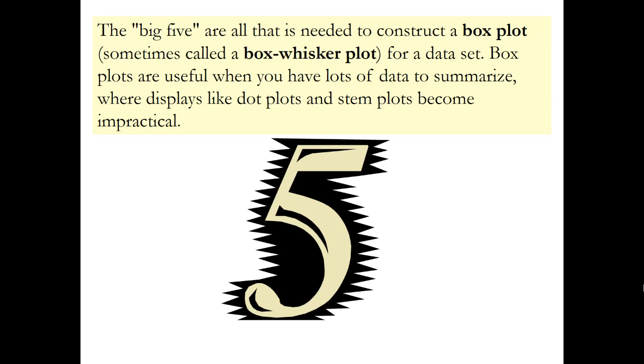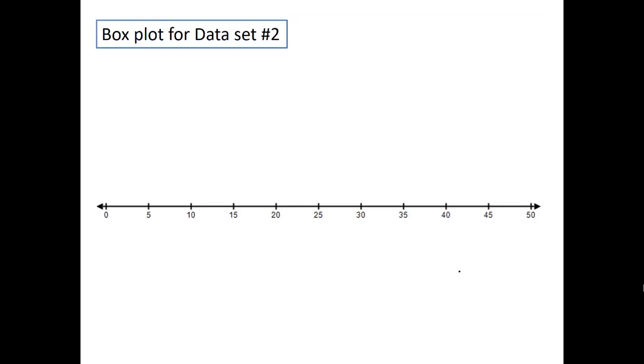Okay, we use those five, they're called the big five, to construct a box plot. It's also called a box and whisker plot, for our data set. Box plots are good when we have a lot of data to summarize, where you don't want to do things like a dot plot or a stem and leaf plot. There's just too much data to use a stem and leaf plot, so we can use a box plot to summarize a large group of data. What we're going to lose are the individual data values, because we're only going to use these big five.